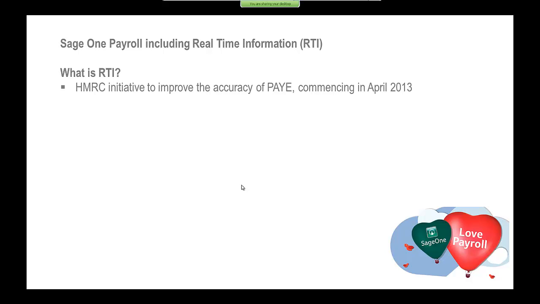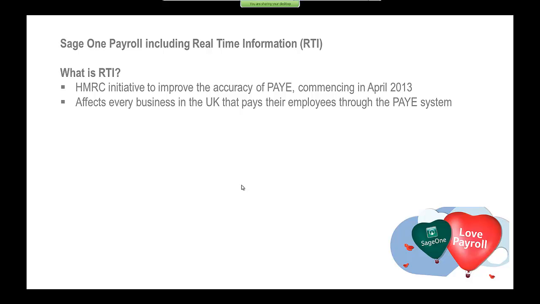RTI is an HMRC initiative to improve the accuracy of PAYE, reducing the need to send out corrections for overpayment or underpayment, and reducing the possibility of fraud. The main reason for the introduction of RTI is also to connect directly with the new universal credit system, which will be coming in later this year. RTI is the biggest change to the PAYE system since 1944, and it affects every single business in the UK that pays their employees through the PAYE system.